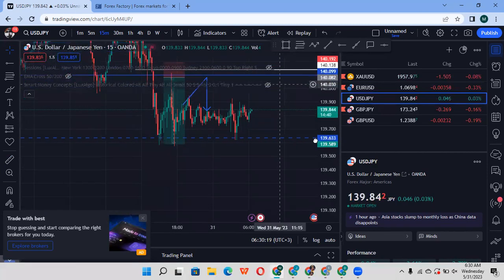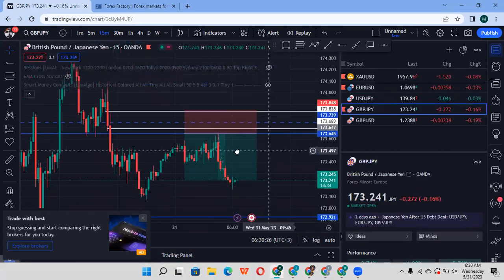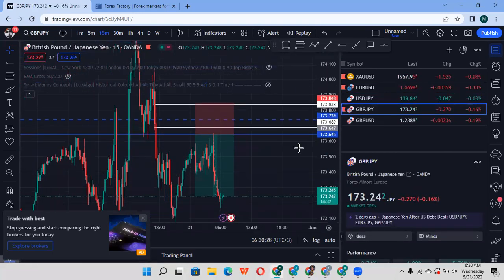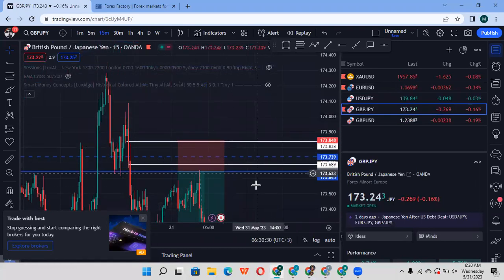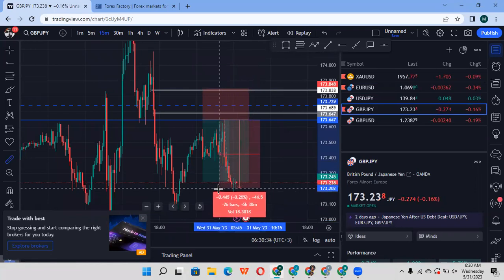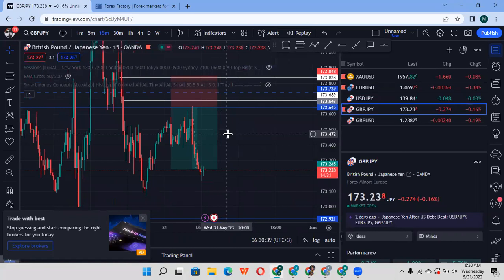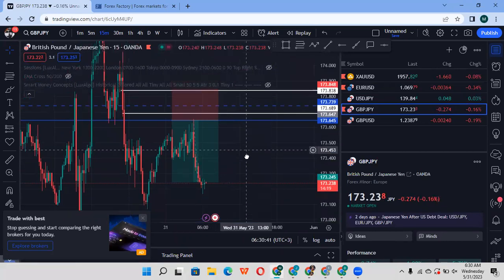You can see this is the pullback that I was looking for. And GBP JPY also, I was looking for it to buy, but it actually just gave us a reversal trade, which was 46 pips. But this one, it did not take this trade. I was looking for it to buy.